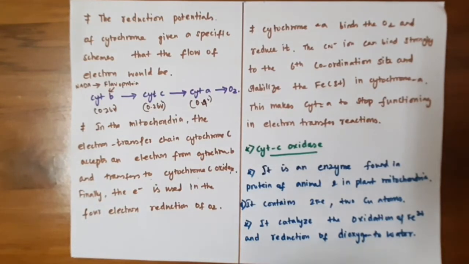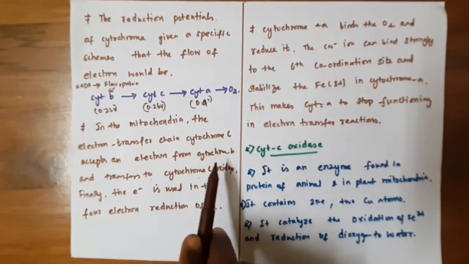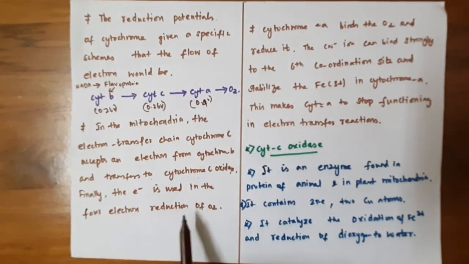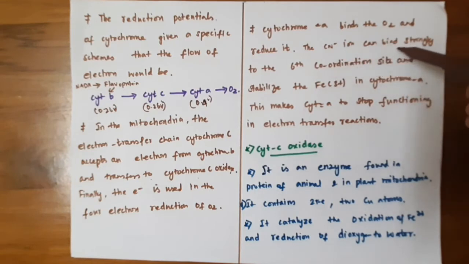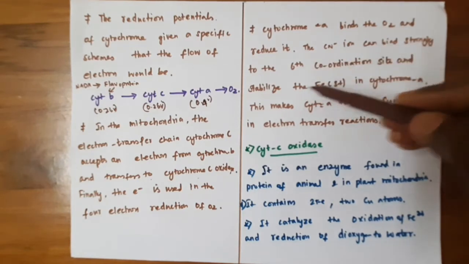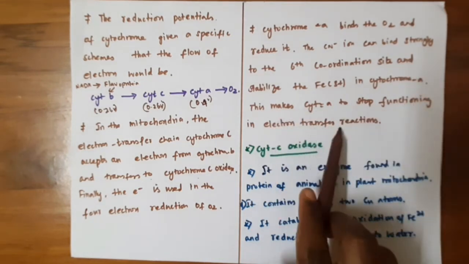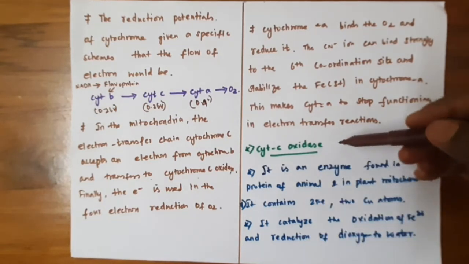So here, in the mitochondrial electron transfer chain, cytochrome C accepts an electron from cytochrome B and transfers it to cytochrome C oxidase. Finally the electron is used in the 4 electron reduction of oxygen. The cytochrome A binds the oxygen and reduces it. Here the cyanide ion can bind strongly to the 6th coordination site and stabilize the Fe3 plus in cytochrome A. So this makes cytochrome A stop functioning in electron transfer reactions. The Fe2 plus to Fe3 plus is converted by using the cytochrome C oxidase enzyme. And next we will see cytochrome C oxidase.